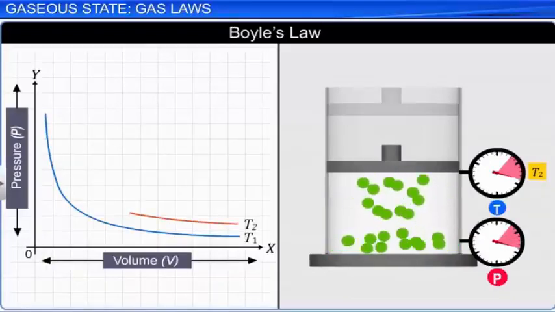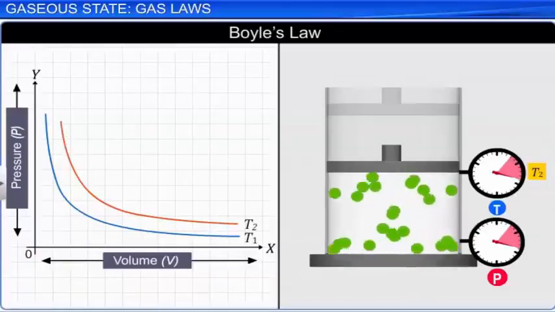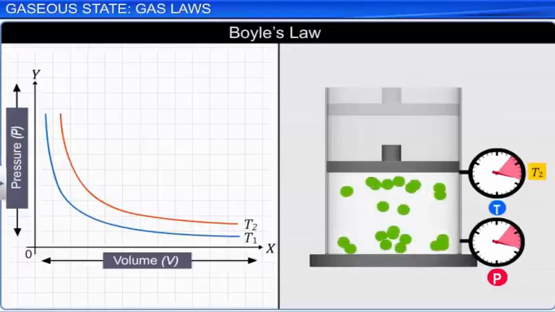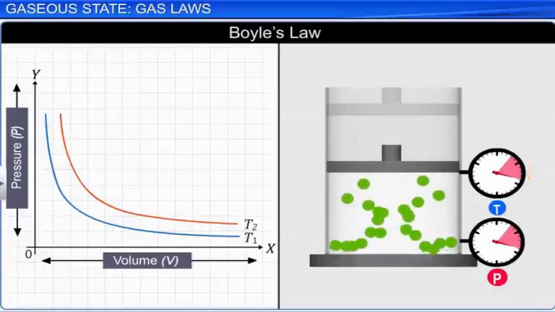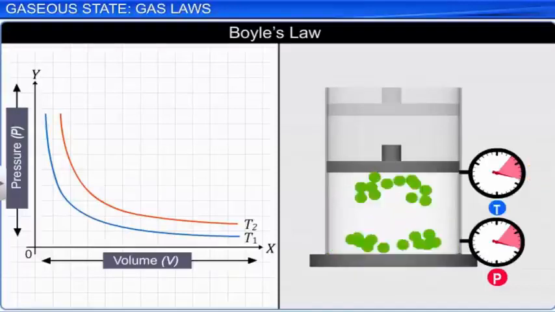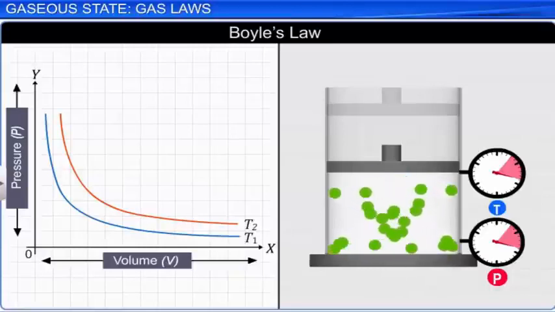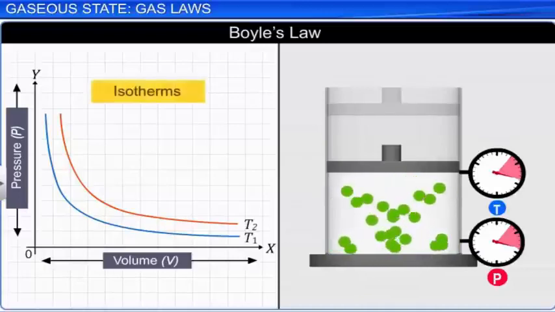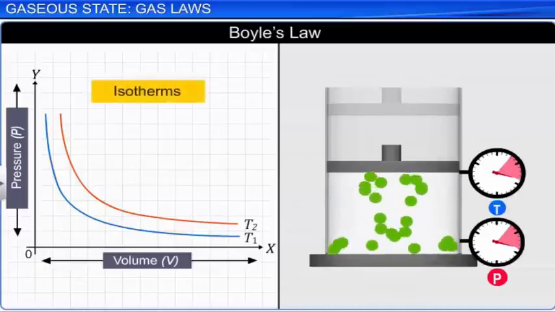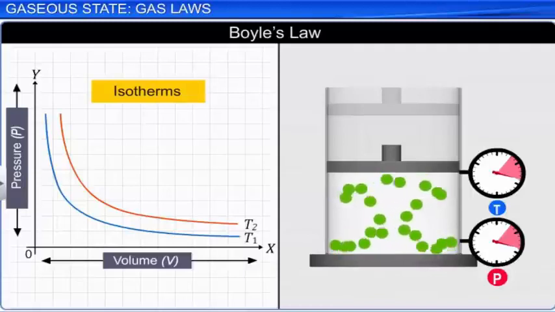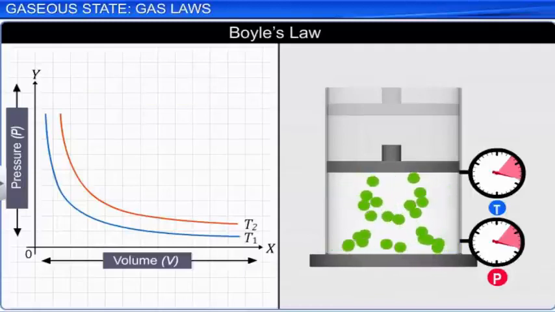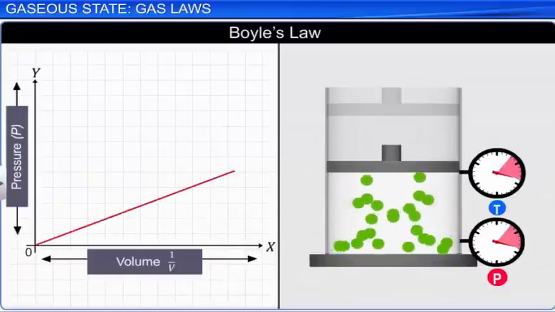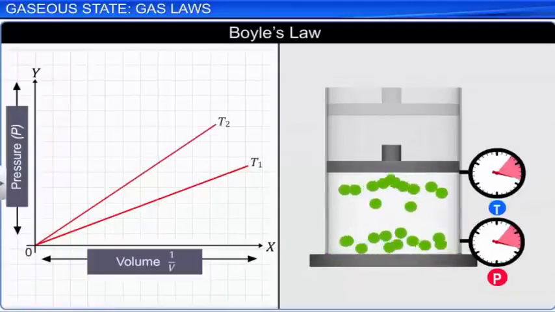From this, we can conclude that each pressure versus volume curve corresponds to a different constant temperature for a given amount of gas. These curves are known as isotherms. Similarly, we can plot the variation of pressure against 1/V. We get a straight line for each constant temperature. These straight lines pass through the origin.